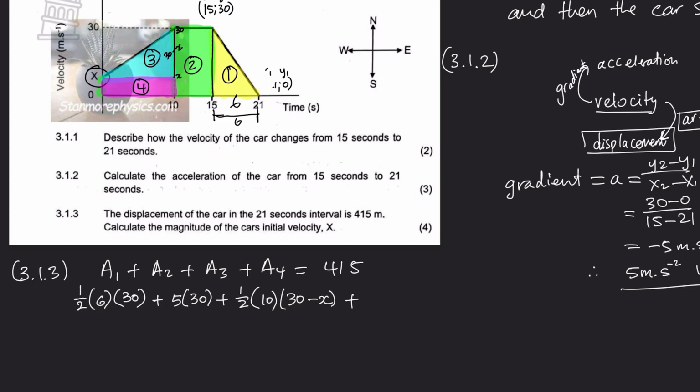Then plus area number 4. Area 4 is a rectangle. The base is 10 and the height is x. And that's equal to 415. Okay? Then you will simplify and you will solve. And when you solve, you get x equals 5 meters per second. So remember that x represents a velocity, so the units are 5 meters per second. Okay, not too bad once you break it up.